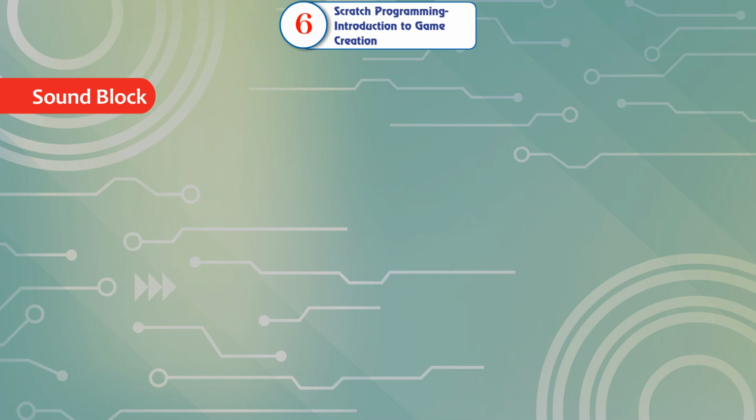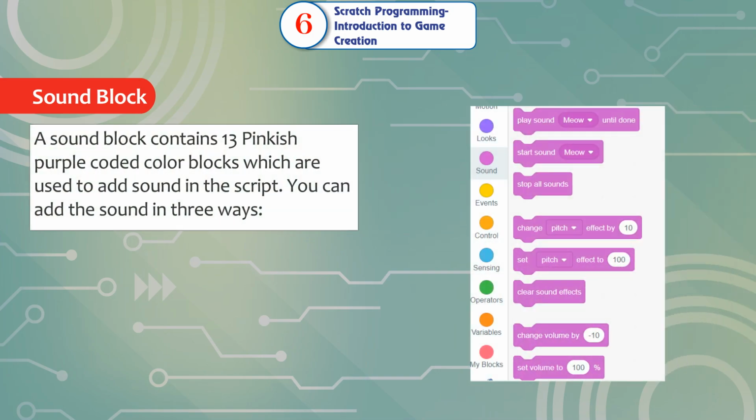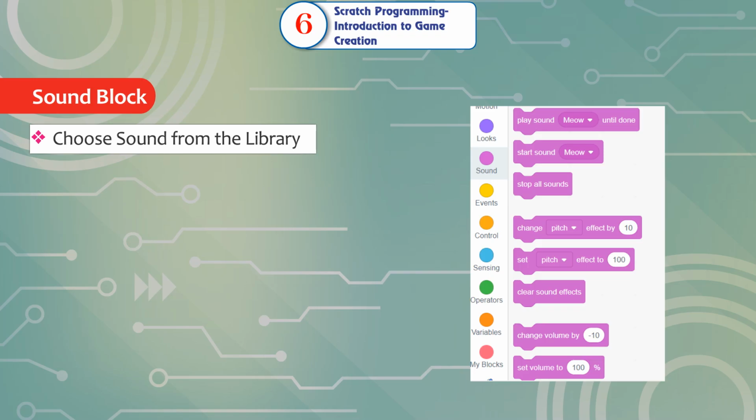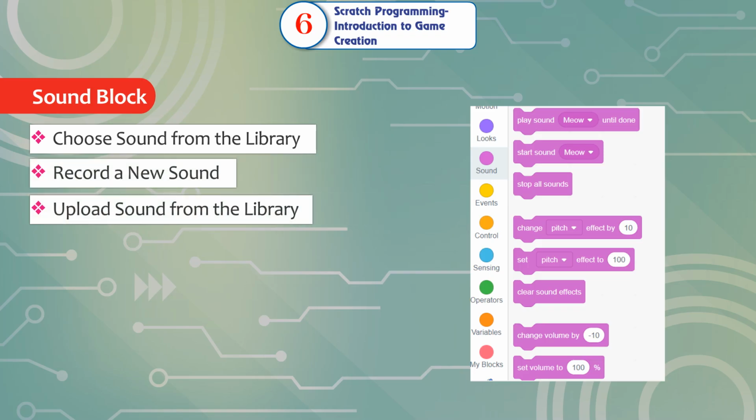Sound block. A sound block contains 13 pinkish-purple colored blocks which are used to add sound in the script. You can add the sound in 3 ways: choose sound from the library, record a new sound, upload sound from the library.